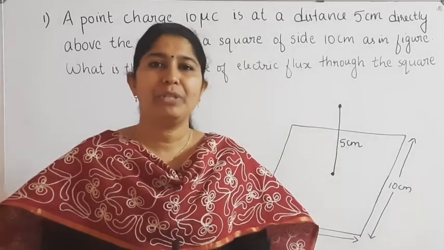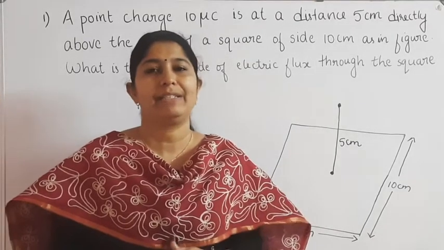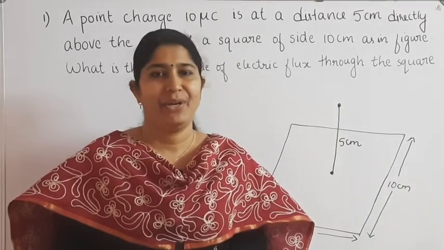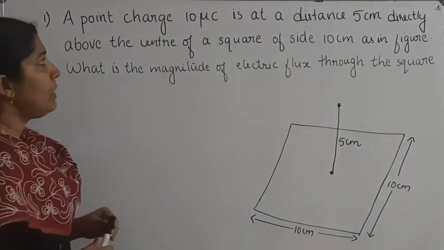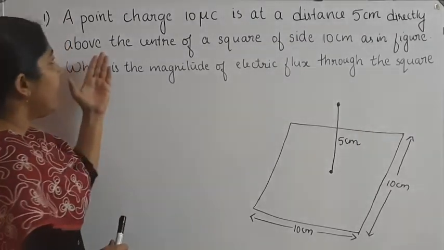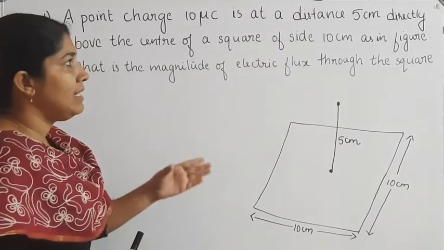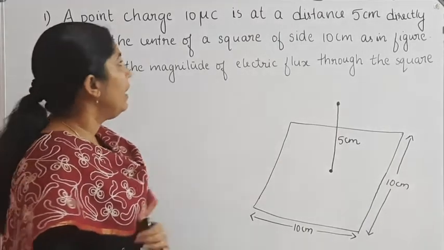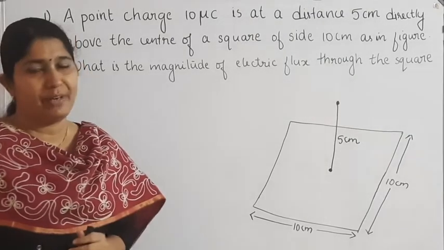Today we are going to discuss certain problems related to electric charges and field. Our first question: a point charge of 10 microcoulomb is at a distance of 5 centimeter directly above the center of a square of side 10 centimeter, as in the figure. What is the magnitude of the electric flux through the square?